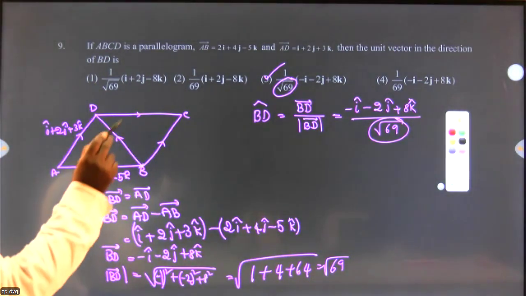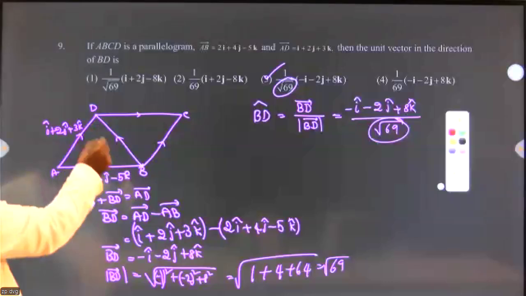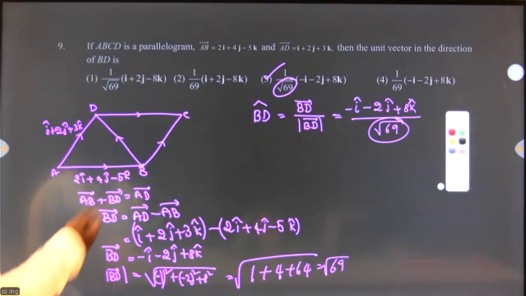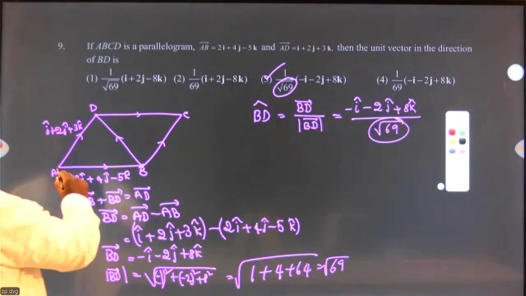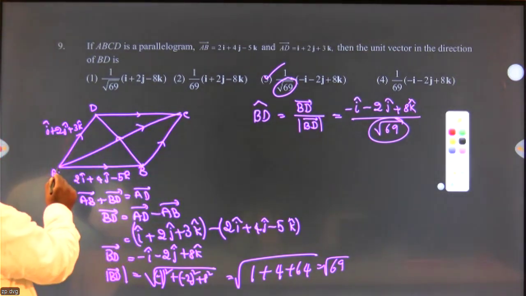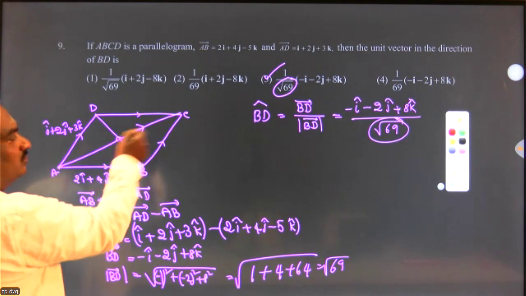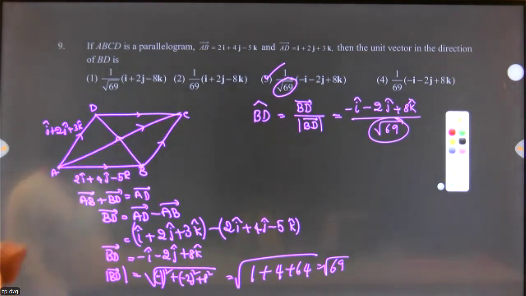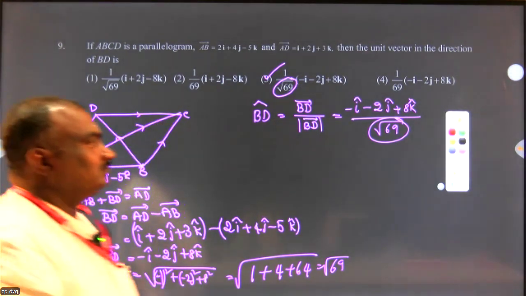In this case, what they asked is, observe there, the adjacent sides of the parallelogram are given, and they ask for the unit vector in the direction of one of the diagonals. The same thing you may be asked in the direction of AC also, with the same method. AC is nothing but AB plus BC, which is equal to AC. From that you can find AC bar also.